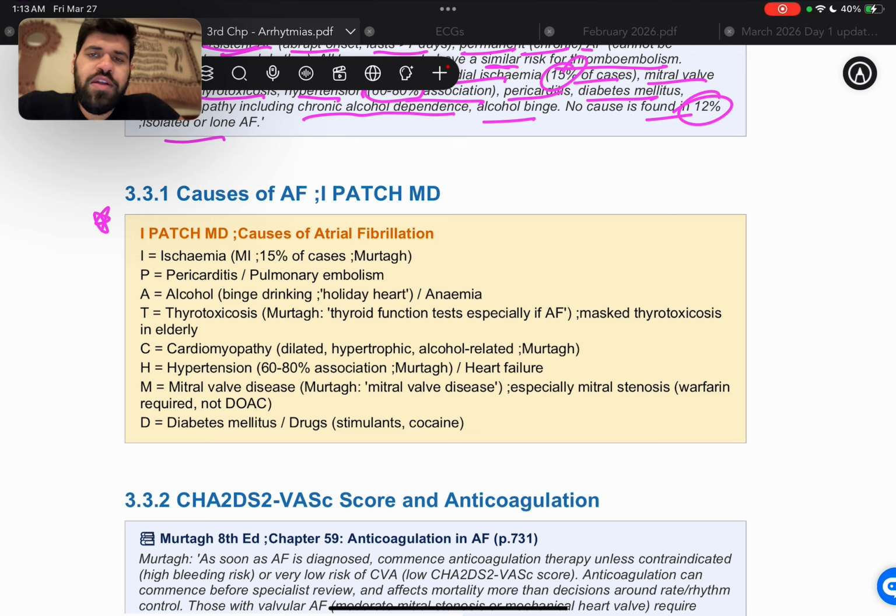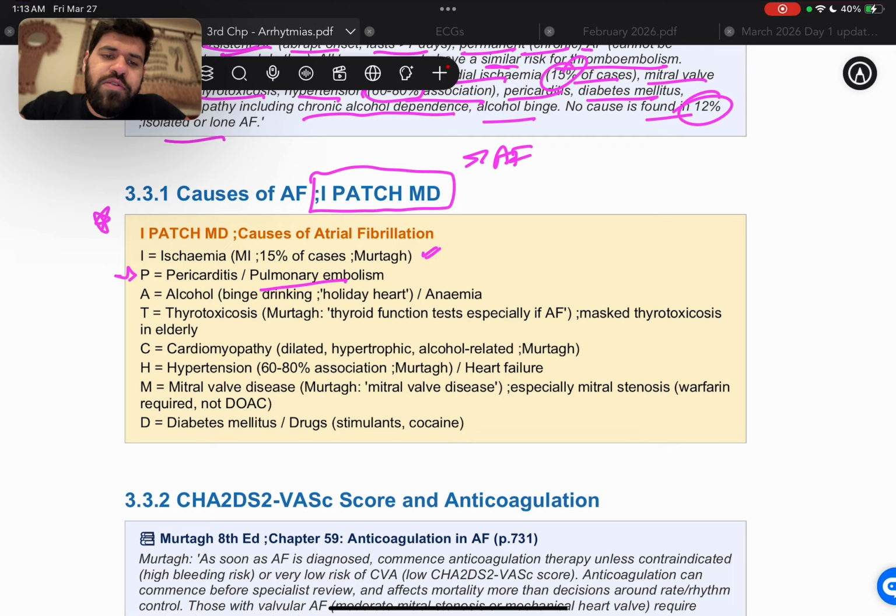Now, causes of AF: I've seen a lot of questions based on these different causes. The causes are given, we have to deduce, and sometimes we also have to add what the reason could be and how we treat it. So to start off, we have ischemia, I. The short form is I PATCH MD for AF. Then P for pericarditis and pulmonary embolism, A for alcohol binge drinking and holiday heart.